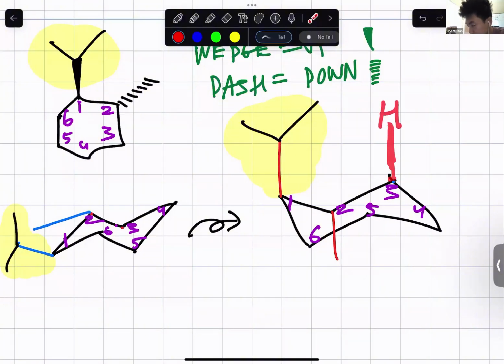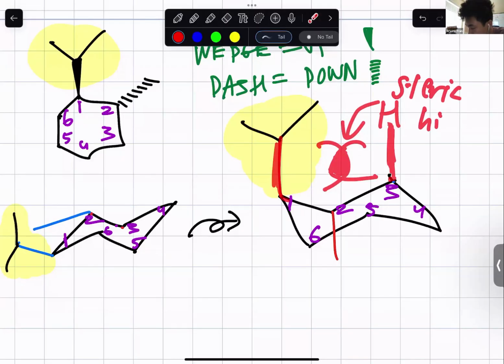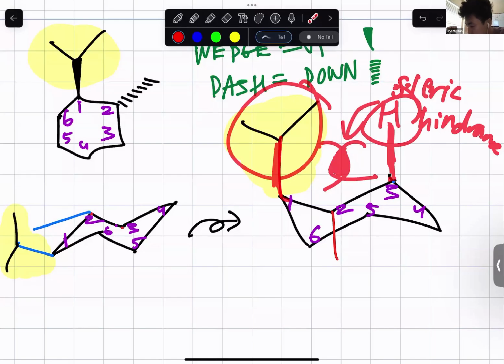And it could be bonded to a hydrogen or some other group. In this case, it's bonded to a hydrogen, right? Because they're facing in the same direction, axial going up, they're gonna bump into each other. They're gonna touch each other, right? And this symbol here means steric hindrance, which means that the two groups here, this isopropyl group and this hydrogen group, are gonna bump into each other, touch each other, causing steric hindrance.